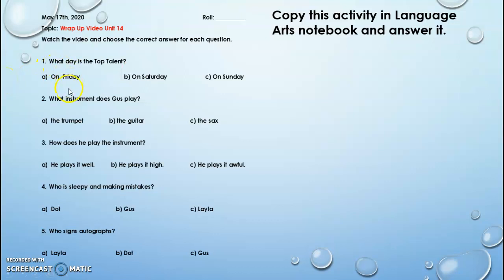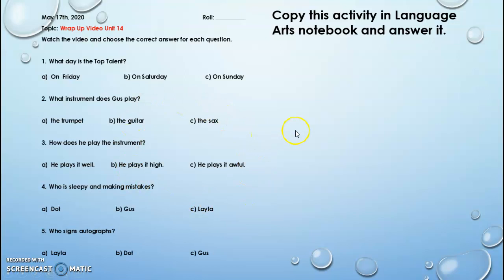Number 2, what instrument does Gus play? There are 3 instruments, the trumpet, the guitar, the sax. Number 3, how does he play the instrument? He plays it well, he plays it high, he plays it awful, okay? Number 4, who is sleepy and making mistakes? Dot, Gus, Layla. And number 5, who signs autographs? Layla, Dot, or Gus? If any of these 3 characters didn't sign autographs, you can add the name of the character, okay? If these are not the ones.